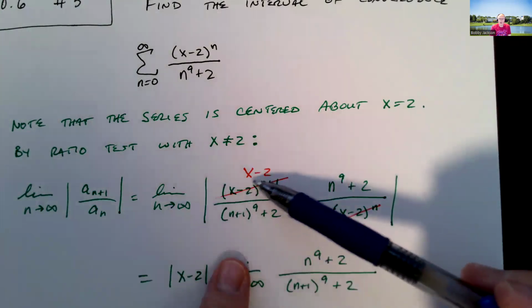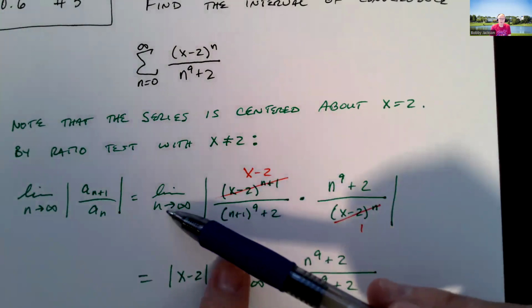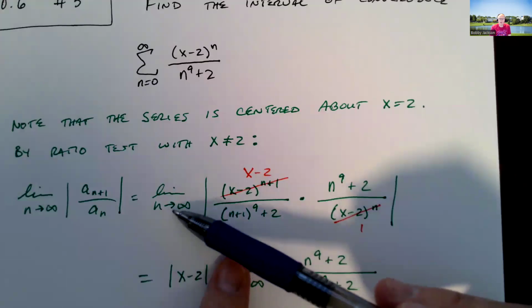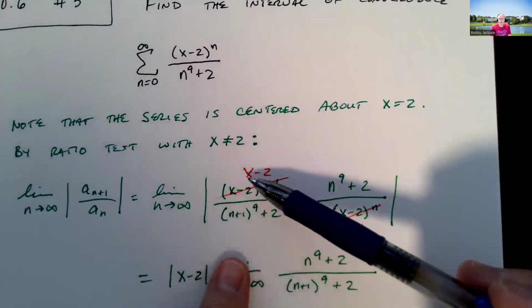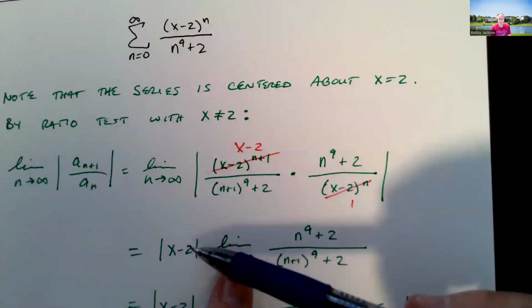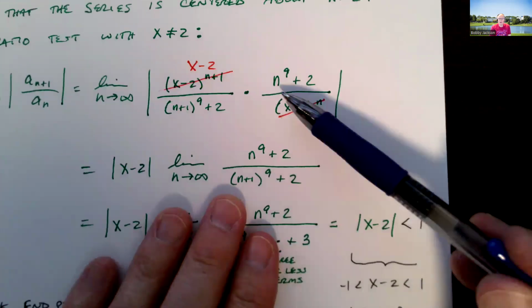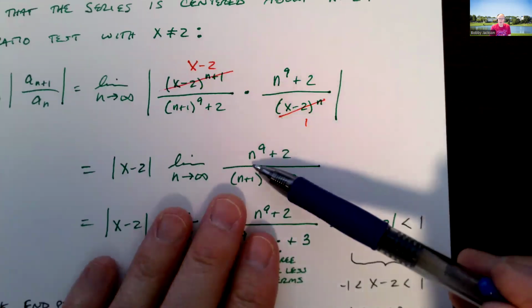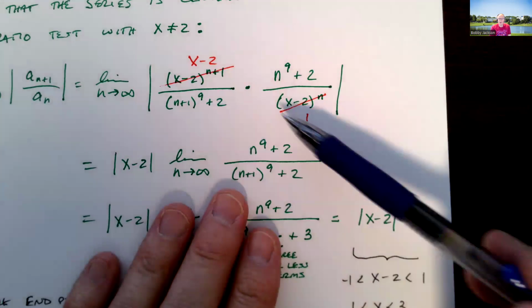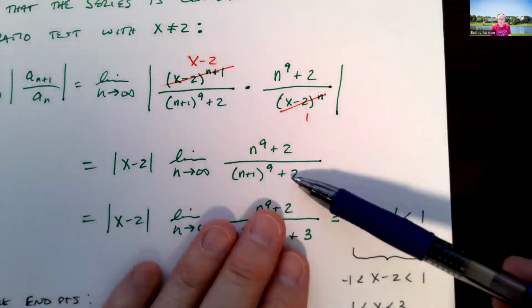If I take the absolute value of x minus 2, that's really a constant in terms of n. N is going to infinity, and x is not affected by the value of n for any given value of x. So I'm going to pull that out as a constant multiple, provided this limit exists, which is n to the ninth plus 2 on top, and n plus 1 to the ninth plus 2 on the bottom. So what's this limit going to be?